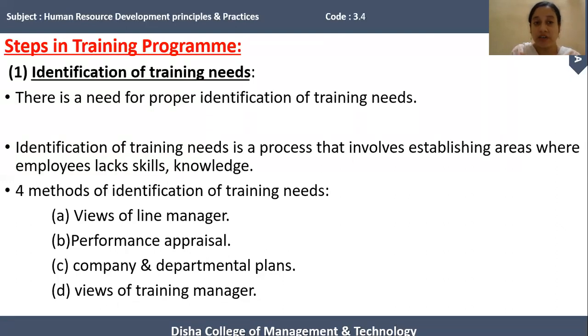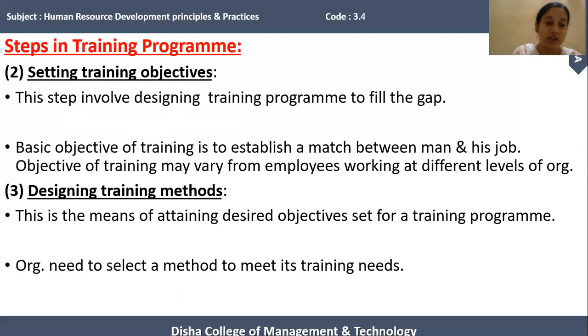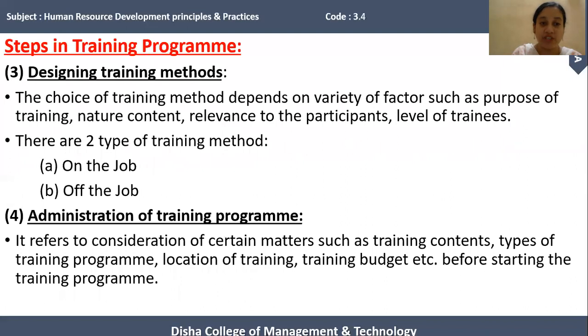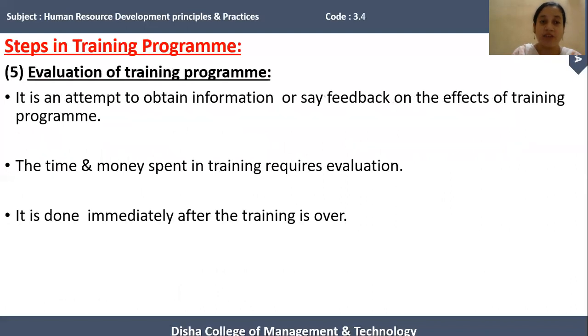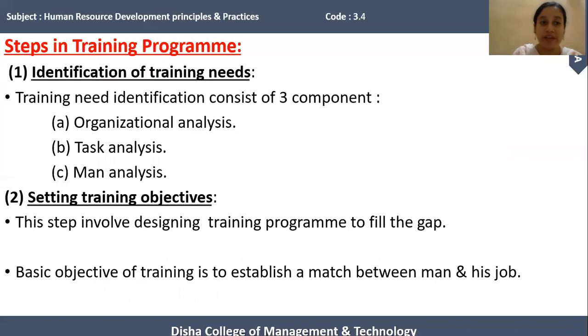The training program involves a number of steps, and the trainer has to follow these steps. First is the identification of training needs. Second is setting the training objectives, then designing the training method, and administration of the training program. The last one is the evaluation of the training program. So there are 5 steps involved in a training program, and the trainer should adopt these steps in a systematic manner.